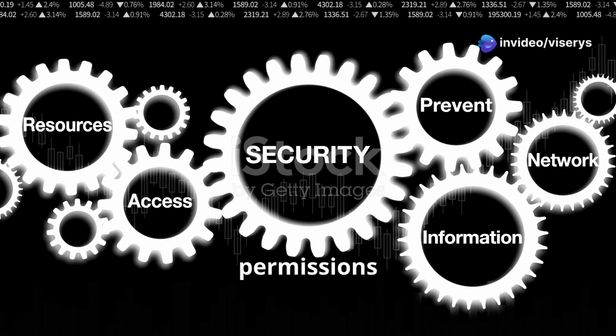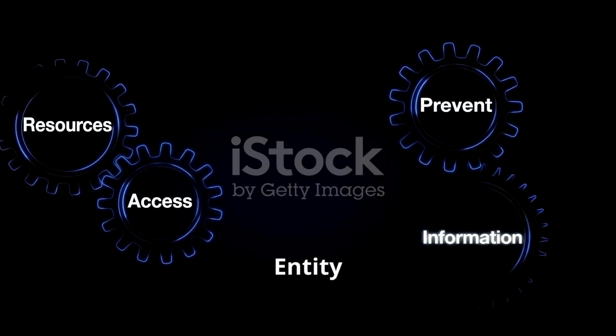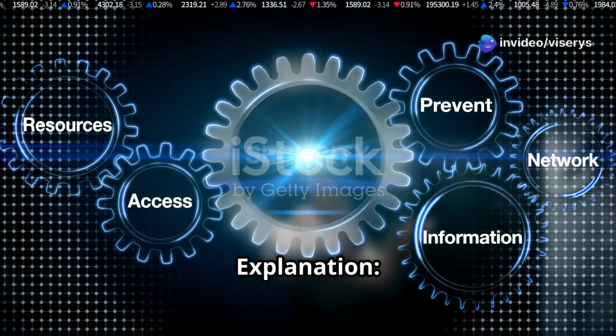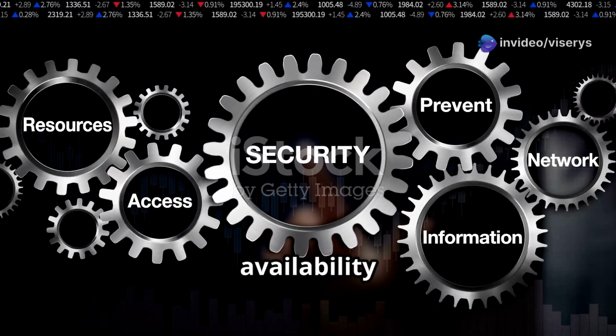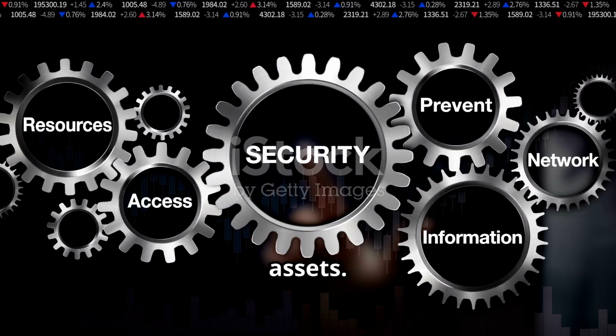6. Which permissions are attached to an object? A. Object modifier. B. ACL. C. SXRED. D. Entity attribute (ENATT). Answer: B. ACL. Explanation: An access control list (ACL) contains rules that administer the availability of digital assets by granting or denying access to the assets.